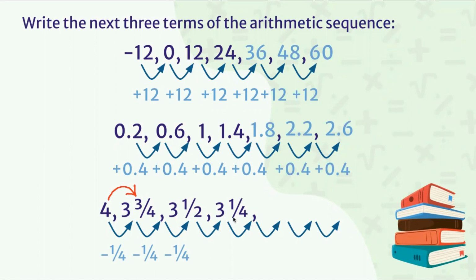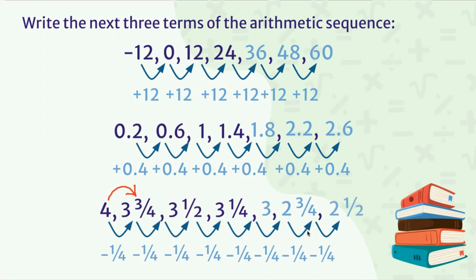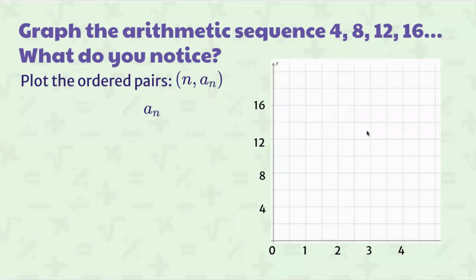So 3 1/4 minus a fourth would just give you 3. And then 3 minus 1/4 would give you 2 3/4, and then 2 3/4 minus a fourth will give you 2 1/2. And so there are the next three terms of your arithmetic sequence.